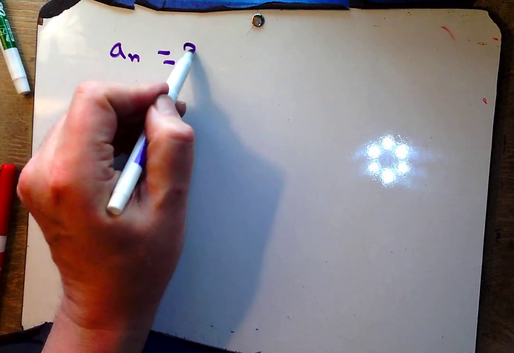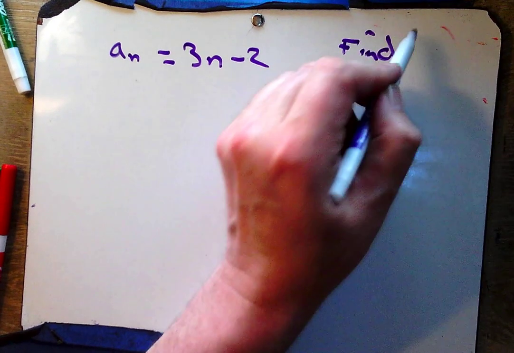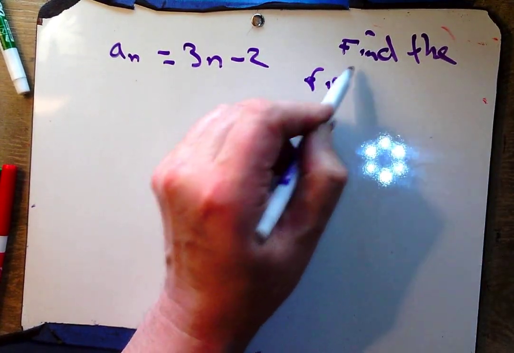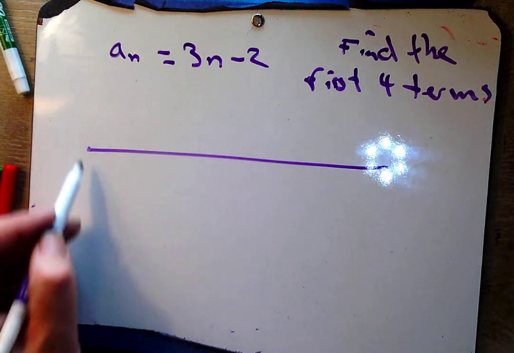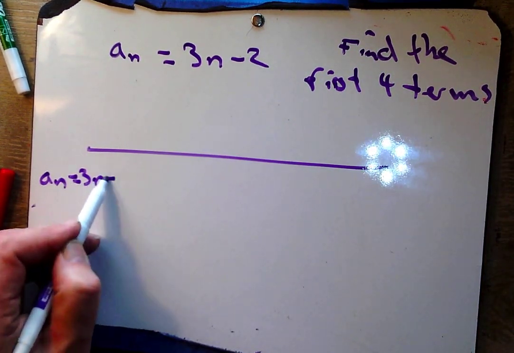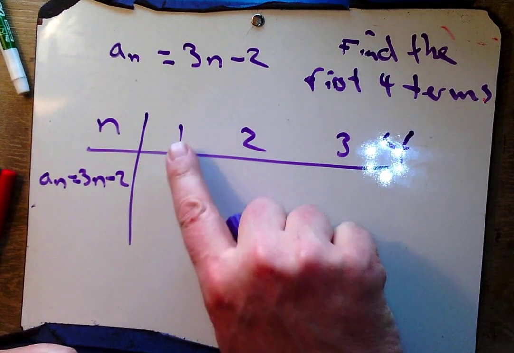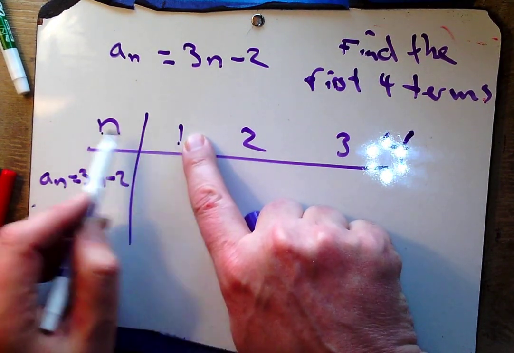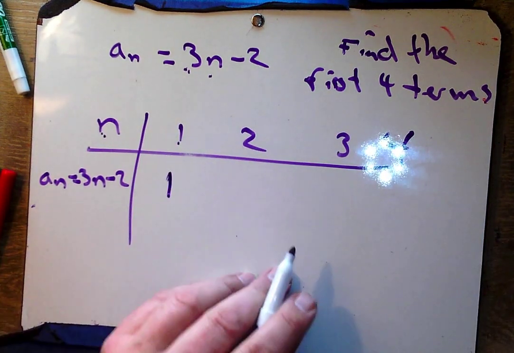Now, next, find the first 4 terms. So what happens if instead of being given a sequence, we're actually given the rule, a sub n equals 3n minus 2. And the directions here: find the first 4 terms. Okay, so we know a sub n equals 3n minus 2. 1, 2, 3, 4. So if I plug in a 1 for n, 3 times 1 is 3. 3 minus 2 is 1.